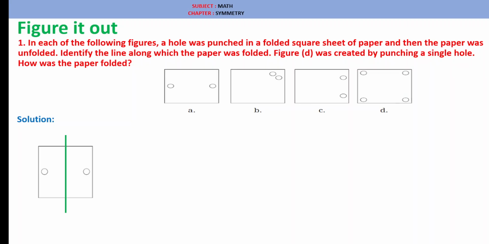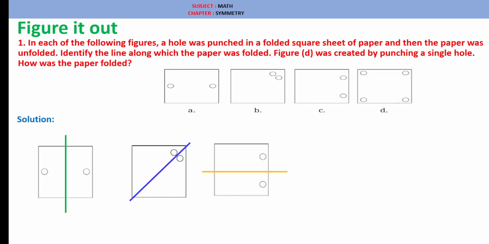See here, for the first figure, vertically we have folded. Second figure, diagonally we have folded. For the third figure, horizontally we have folded. For the fourth figure, it has only a single punch. So we have folded twice: first vertically, then horizontally. Then we have punched a single time. That's why it indicates 2 lines of symmetry.